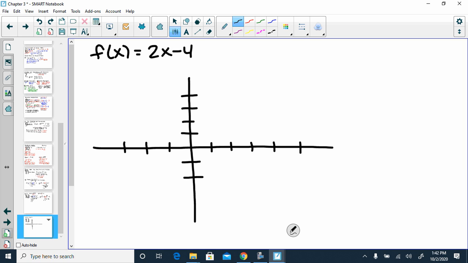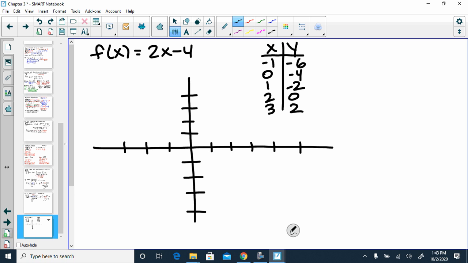So let's go back to what's called mx plus b. Or we could actually do an xy table for this. As far as an xy table, if I plugged in -1, I end up with -6. If I plug in 0, I end up with -4. If I plug in 1, I end up with -2. And if I plug in 2, I end up with 0. What's it with 3? 3 ends up with 2.